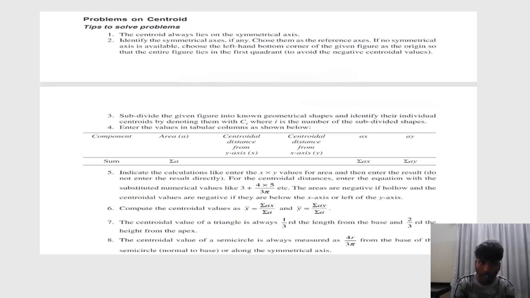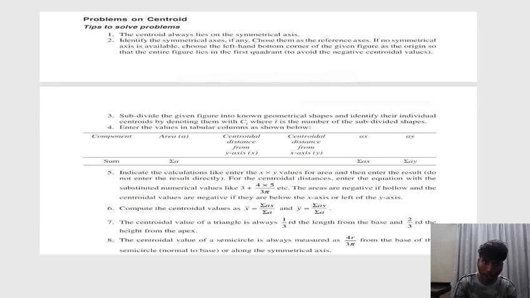Entering the equation with the substituted numerical values like 3 plus 4 into 5 by 3 by. The areas are negative. If the areas are negative, it follows the centroidal values are negative if they are below the axis or to the left of the y-axis. Compute the centroidal values as x bar and y bar. In x bar it is summation of ax by summation of a, and similarly in y bar, summation of ay by summation of a.